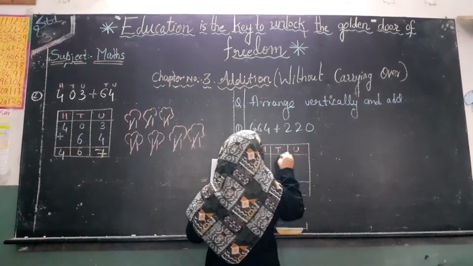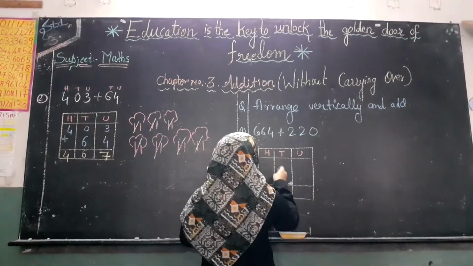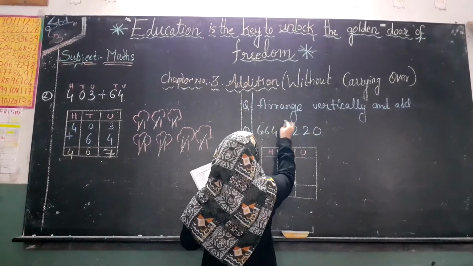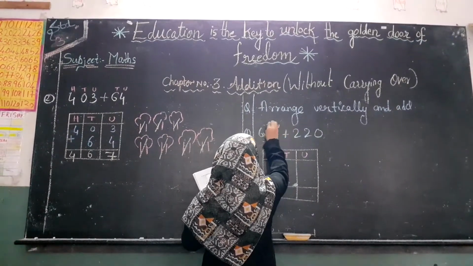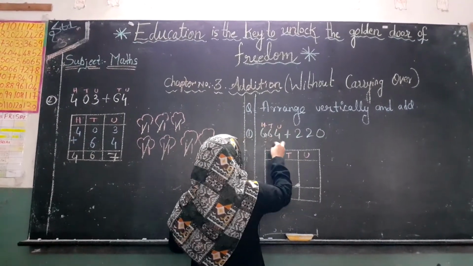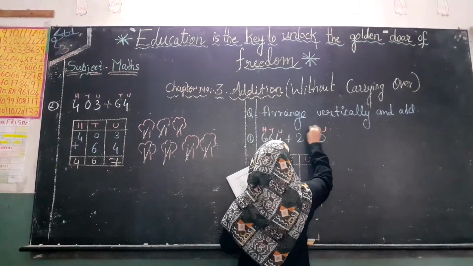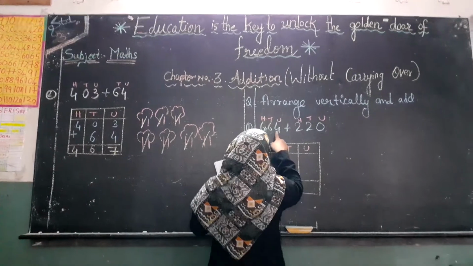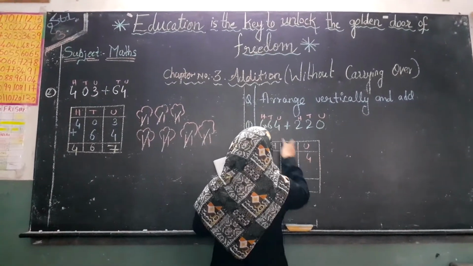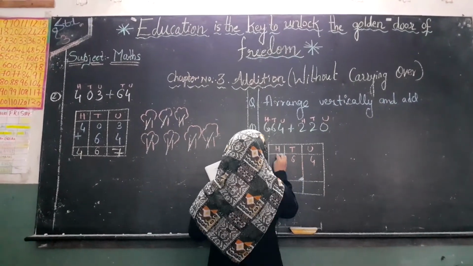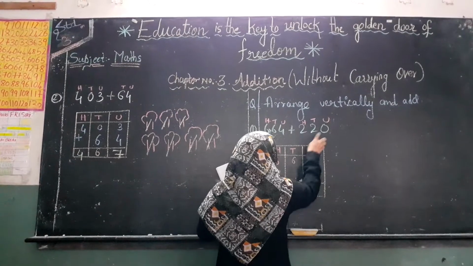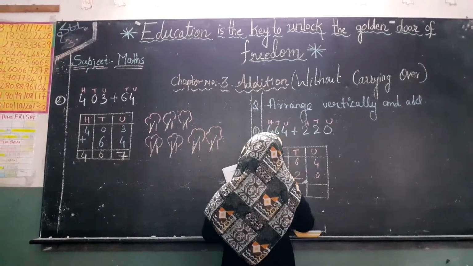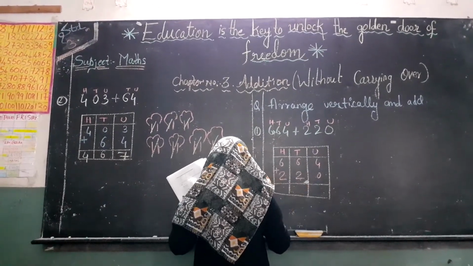Hundreds, tens, units. Now first we will write here. This is units, tens, hundreds. Okay, and this is units, tens, hundreds. So first we will write 4, 6, 6, then plus 0, 2, 2. Now we will add all this.